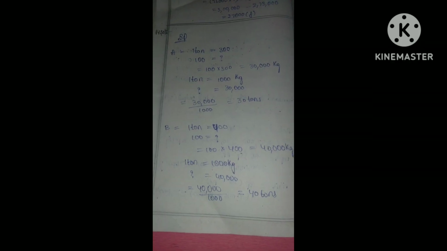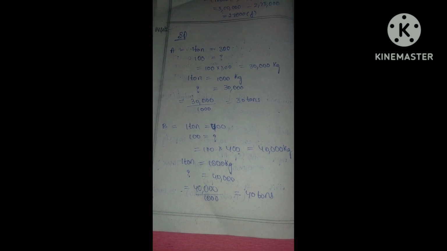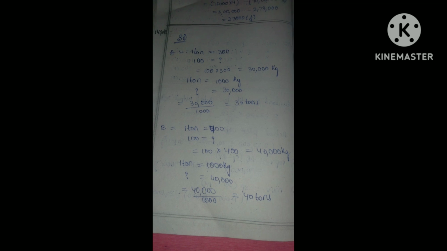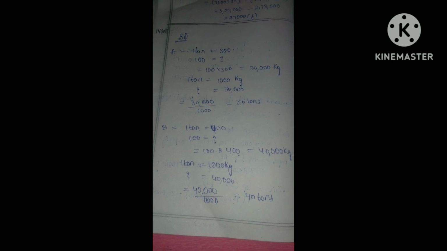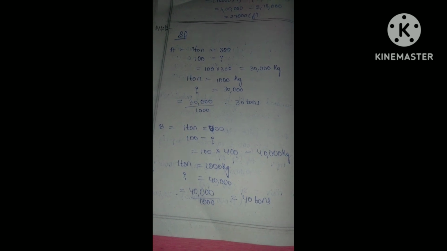Okay guys, now let us see the problem. So now we have to calculate standard quantity for 100 tons for material A, material B and material C. So first we have to calculate for material A. For 1 ton he has given 300 kgs of materials. So for 100 tons, just cross multiply 100 into 300. So we will get 30,000 kgs. For 1 ton he has given 1000 kgs of materials. So now we have to find out for 30,000 how many tons are required. So 30,000 divided by 1000 we will get 30 tons.